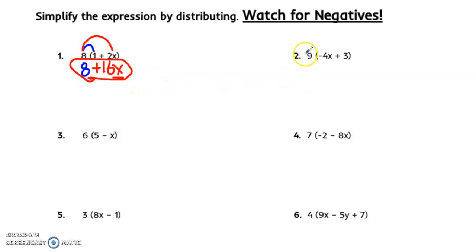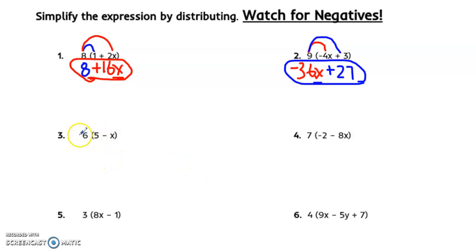Number 2, 9 times negative 4x plus 3. We're going to use the distributive property, and we're going to go 9 times negative 4x, and that will give us negative 36x, and then 9 times positive 3 is 27. And again, we do not have like terms because this one has an x and this one does not. So that is our final answer.